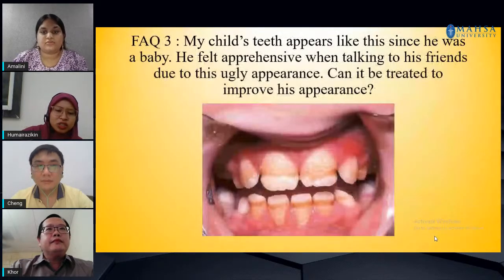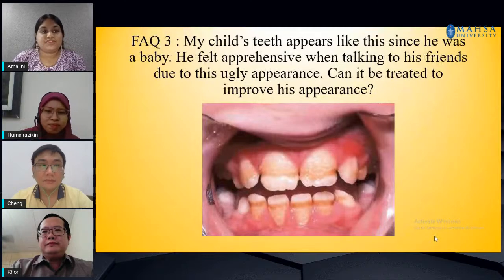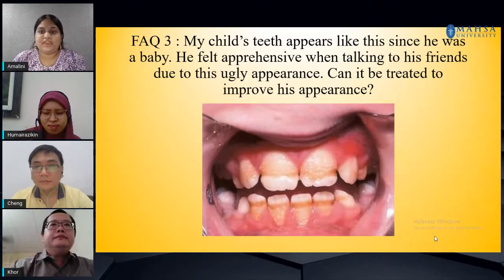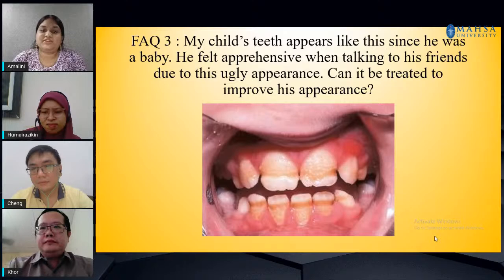Thank you, Doctor, for the sessions. So this final question is for Dr. Cheng. My child's teeth appear like this since he was a baby. He felt apprehensive when talking to his friends due to its ugly appearance. Can it be treated to improve his appearance?